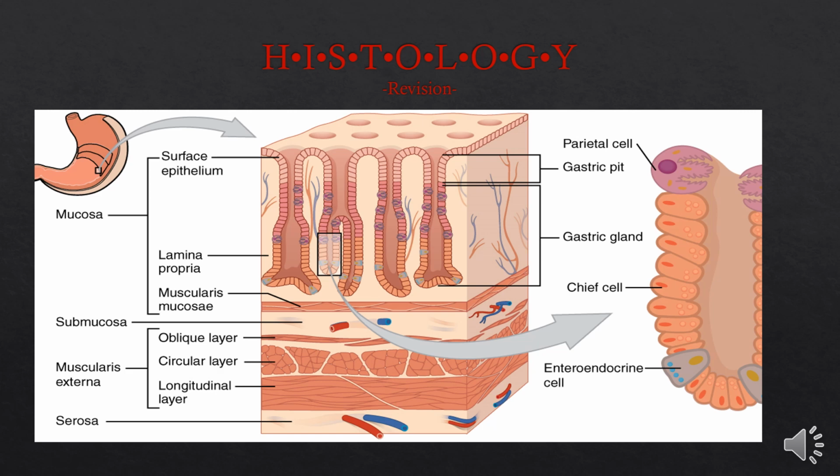The chief cells, think Jim Hopper, chief of police in Hawkins, are also known as the peptic cells, and they produce pepsinogen, which is a precursor of pepsin. Pepsin is a proteolytic enzyme whose functions include contributing to protein digestion.